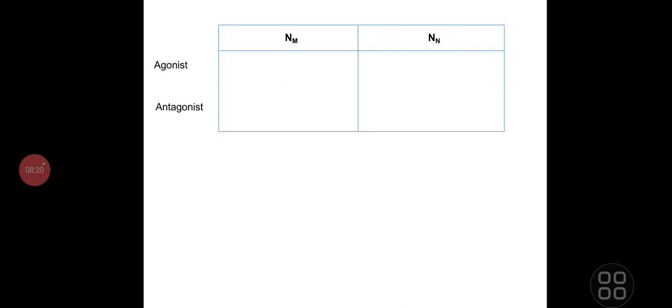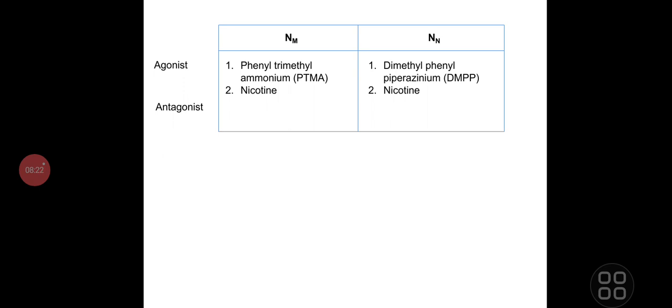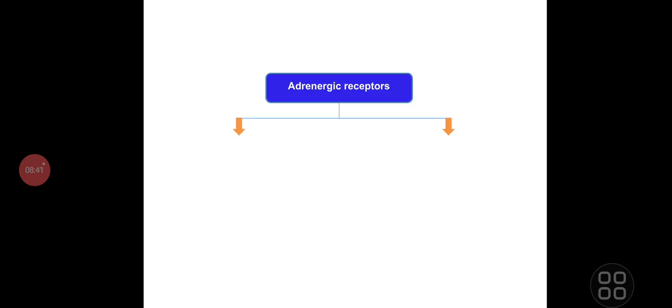Now the agonists for NM are PTMA, phenyl trimethyl ammonium, and nicotine. For NN they are DMPP, dimethyl phenyl piperazinium, and nicotine. Antagonists for NM receptors are tubocurarine and alpha bungarotoxin, and for NN they are hexamethonium and trimethaphan.